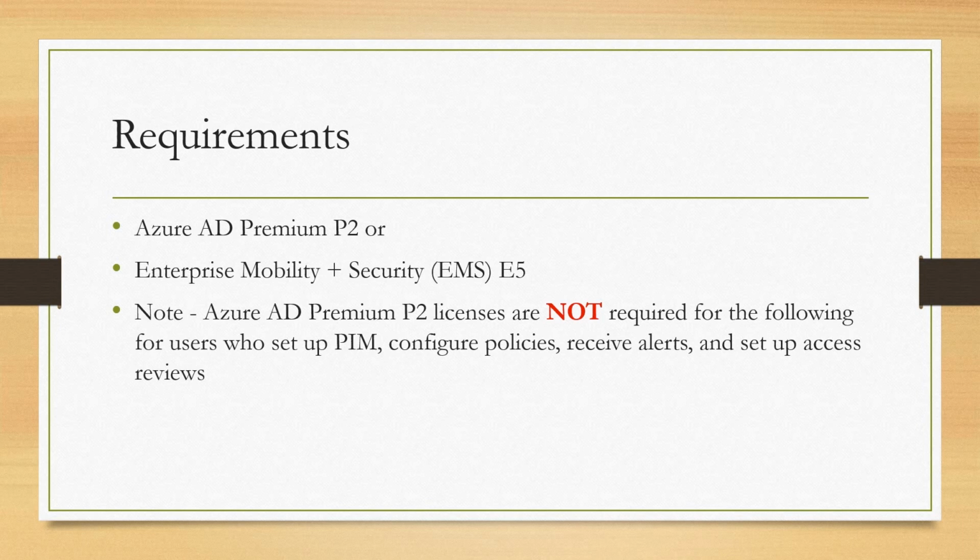In order to get Azure Privileged Identity Management in your environment, you need to have an Azure AD Premium P2 license. This can be purchased as a standalone in your Azure environment, or if you've got Office 365, you can add an additional license which gives you Azure AD Premium P2 license, such as Enterprise Mobility and Security E5 or Microsoft 365 E5 license.